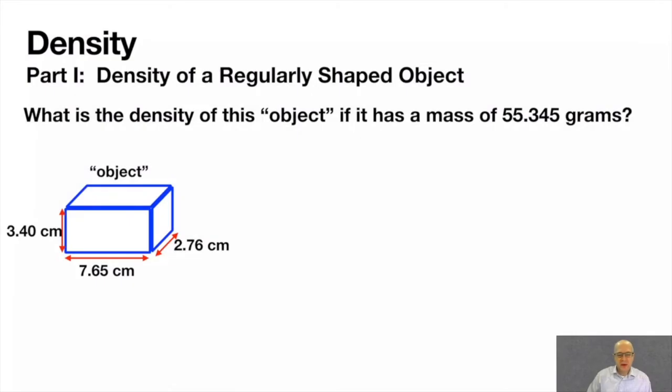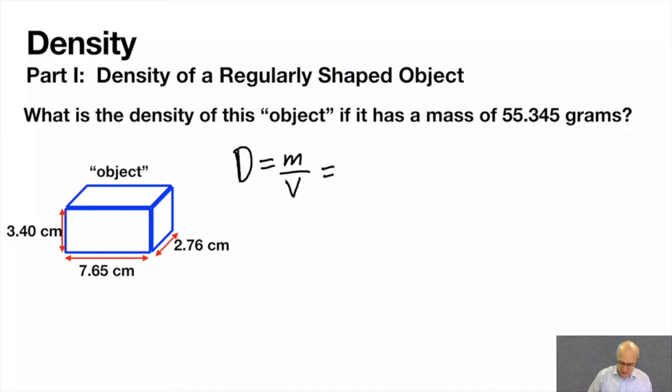All right, guys, now that we've heard about Part 1, let's do an example of what we need to do. Here we have a blue box with some dimensions written on it. We call it the object. And the question says, what is the density of this object if it has a mass of 55.345 grams? All right, very good. Now, the first thing you need to know is that density is mass over volume, often abbreviated M over V.